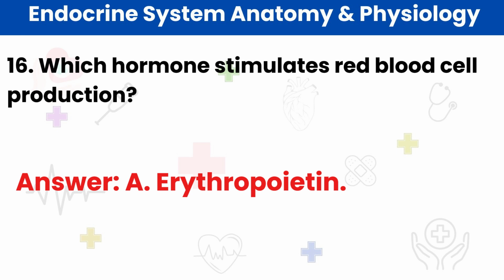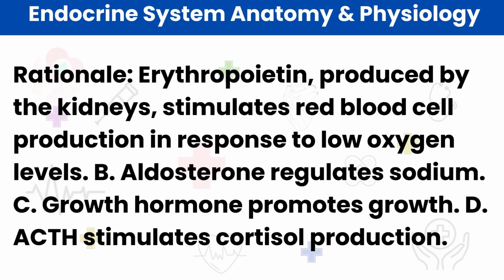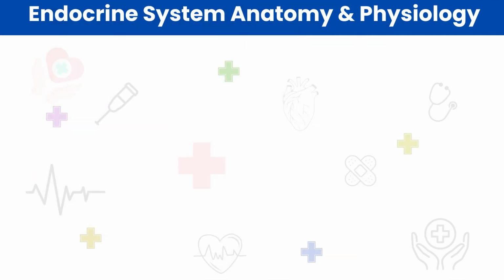Answer: A. Erythropoietin. Rationale: erythropoietin, produced by the kidneys, stimulates red blood cell production in response to low oxygen levels. B. Aldosterone regulates sodium. C. Growth hormone promotes growth. D. ACTH stimulates cortisol production.